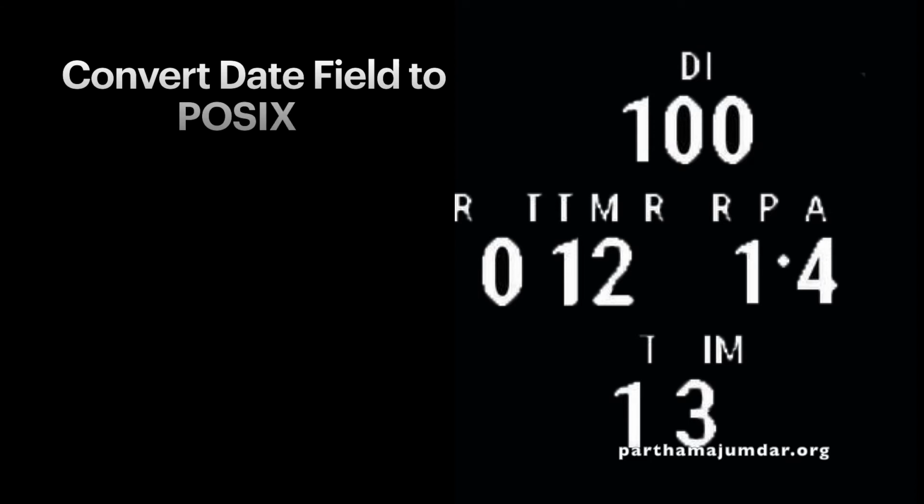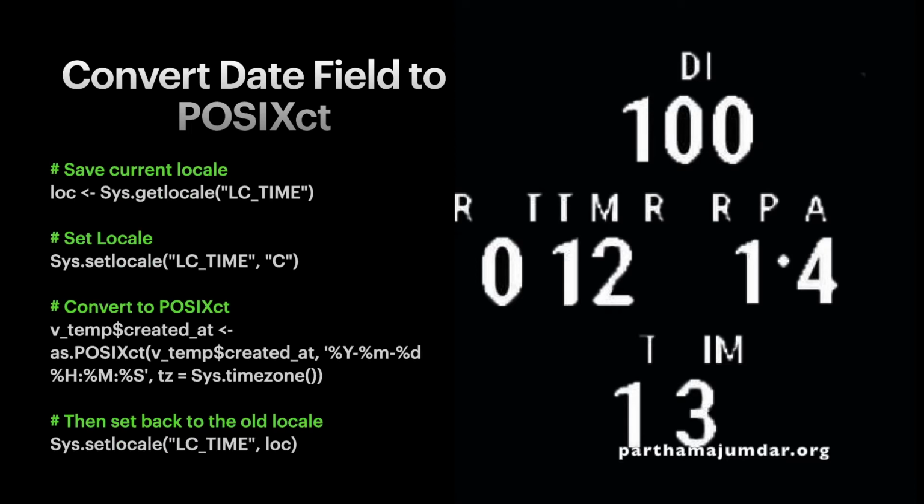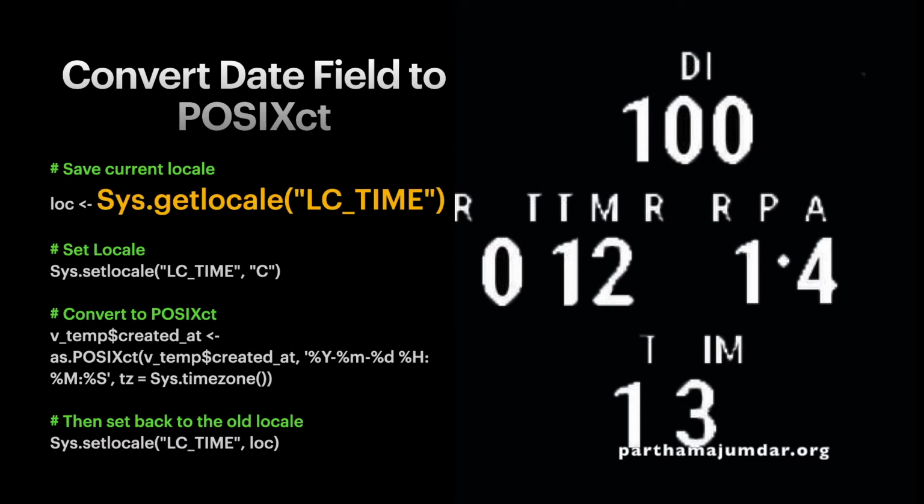To convert the date field to POSIXct format, we require the following piece of code as I have illustrated here. Let's go through this code in more detail. The first step is that we capture the locale as is there in the system right now, because we will require this to reset the system back to the same locale at the end of our conversion. So we can use this command Sys.getlocale to get the current locale of the system.